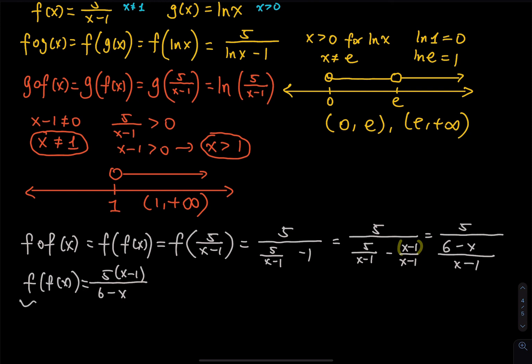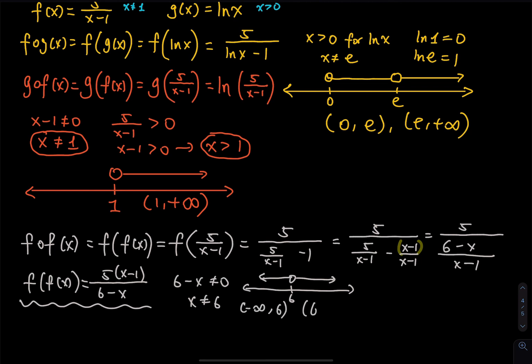The function is already there. Let's find the domain. You have to look at the denominator and say that 6 minus x cannot be equal to 0, so x cannot be equal to 6. That's the domain. x can be any number you want except 6, so we draw a line. 6, it can be this side or this side. So from negative infinity to 6, and then from 6 to positive infinity.